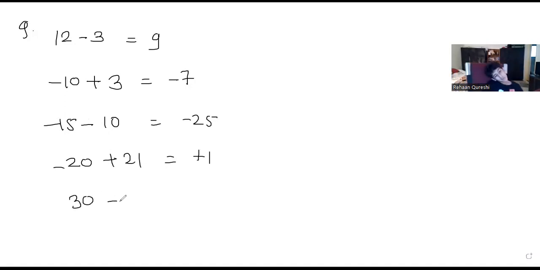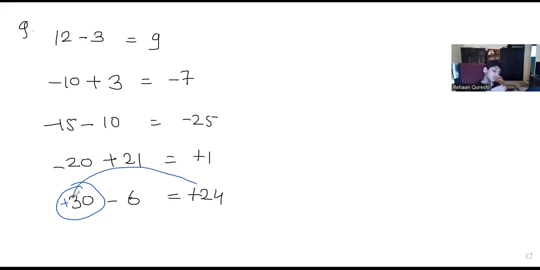Okay. Then 30 minus 6. Then what happens? That becomes 24. Positive or negative? Positive. Why positive? Because the negative symbol is with 6. 6 is the negative number. It is not the bigger number. The largest number is 30, and the largest number has a positive sign. So we will give the largest number's sign to the answer.